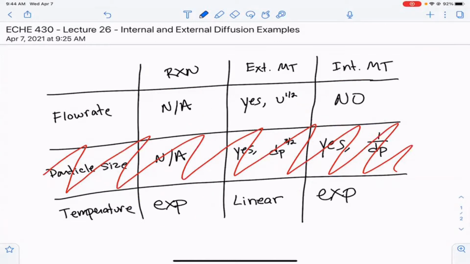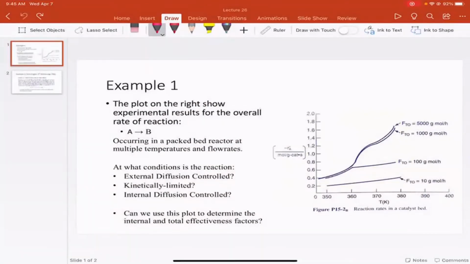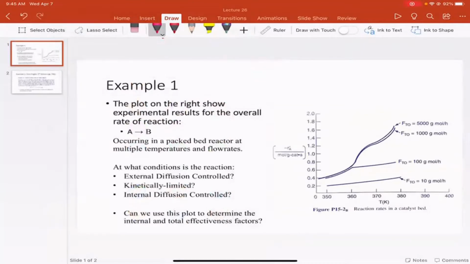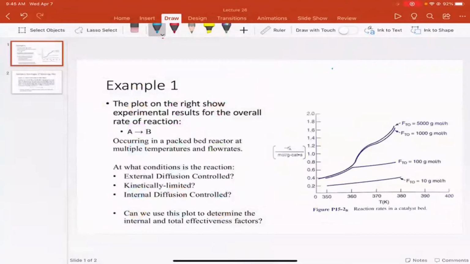The other thing that's really noteworthy, I think, is that there's only one thing in this table that has a linear dependence, and that's external mass transport. So one of the things that we can do immediately when we look at this data set is look at where the data set is linear. And anywhere that that data set is linear, we know that we are limited by external mass transport. So let's actually label that as external mass transport controlled. And I'm going to do that in blue. So we're going to say that when we have blue, we are dominated by external mass transport. And that's where it's linear, right?